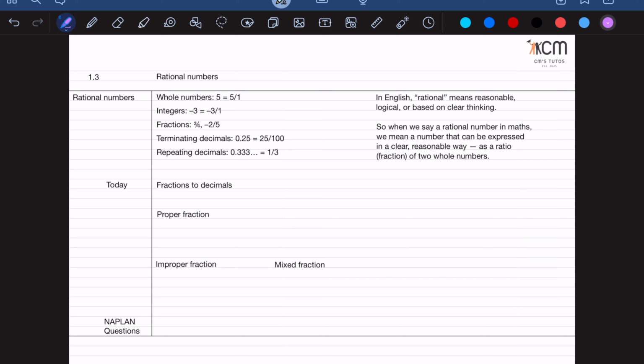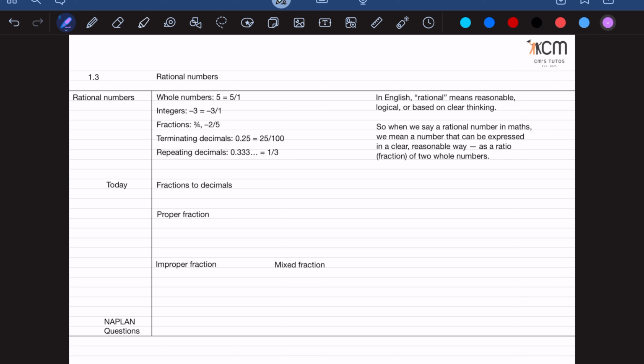Today we're going to explore what rational numbers are. We're going to look at how to convert fractions to decimals and also the NAPLAN questions, specifically on how to convert fractions to decimals. Let's start with rational numbers.